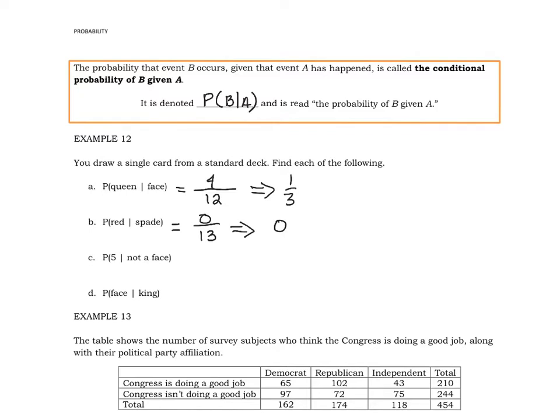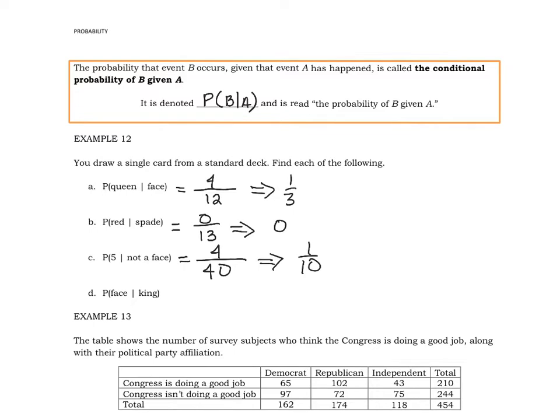Okay, C, what's the probability that the card is a 5 given it is not a face card? All right, so there are 12 face cards. 52 minus 12 is 40. So we have 40 cards that are not face cards. So how many of those would be 5s? Well, we have a 5 of each and every suit. So we have 4 5s. And then that reduces to 1/10.